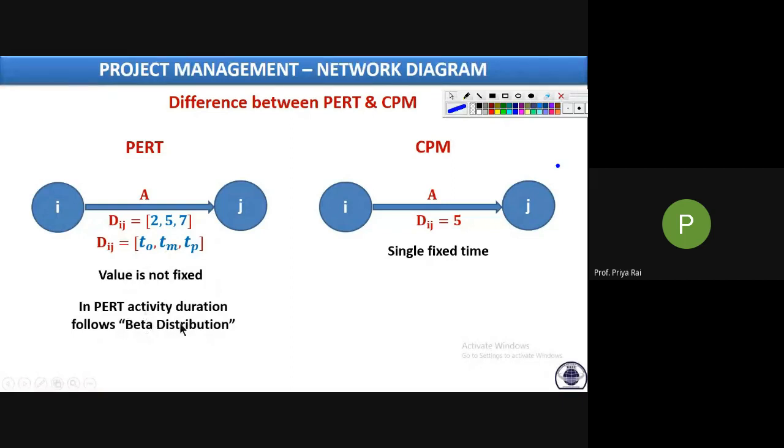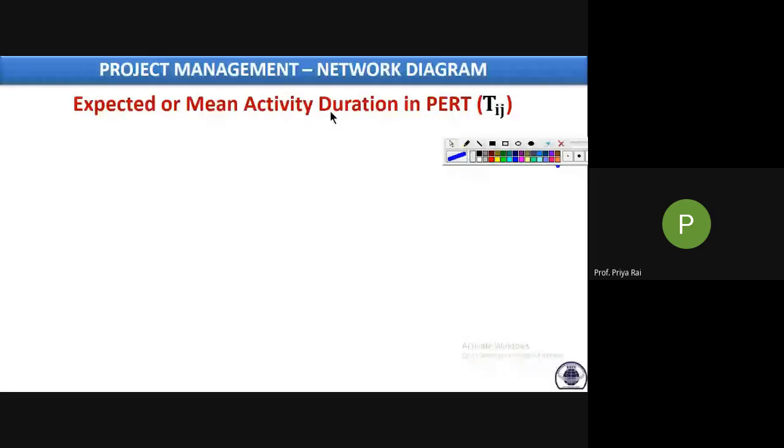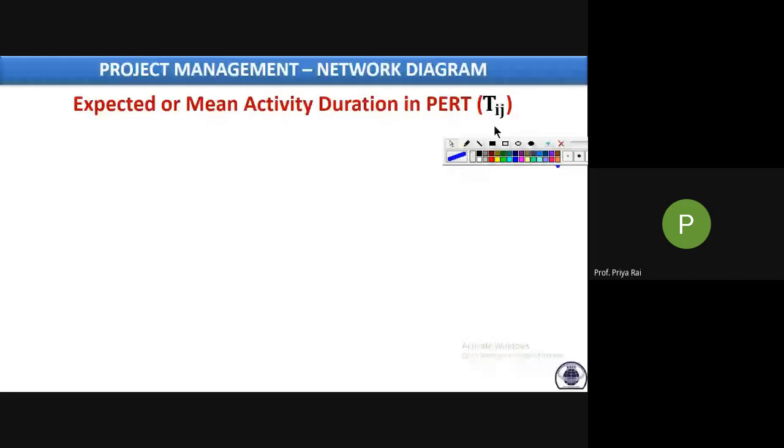Now comes the expected activity duration in PERT. It is denoted by TIJ. In CPM it was DIJ. Now here in PERT it will be TIJ, capital TIJ. So how to obtain this TIJ? Now what is this TIJ? See, as the name suggests, it is the mean, we can say average value of what? Average duration. So here we are getting 3 values.